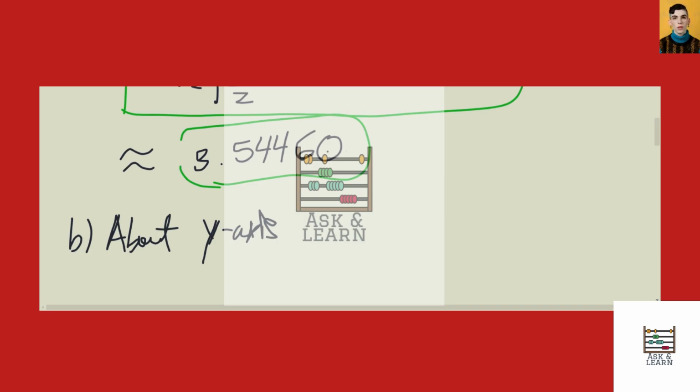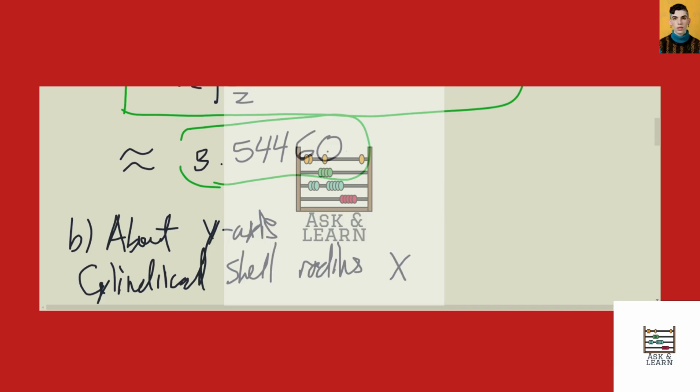Now we're rotating a thin vertical strip about the y-axis, so we get a cylindrical shell with the radius of x and the height, which is, if you solve the circle, square root of 1 minus x squared minus x squared.